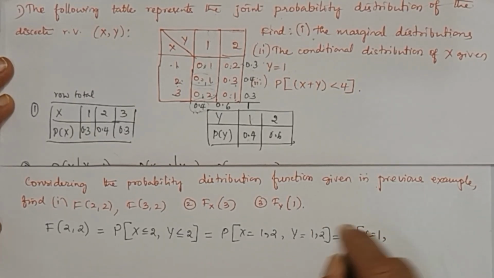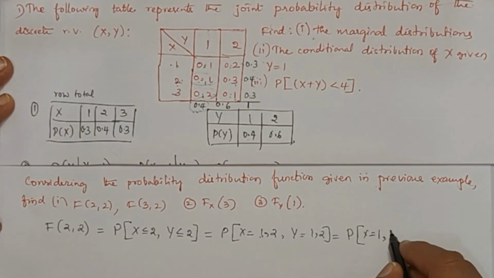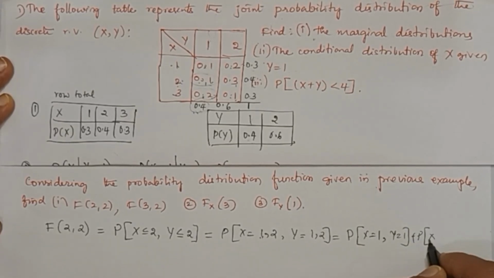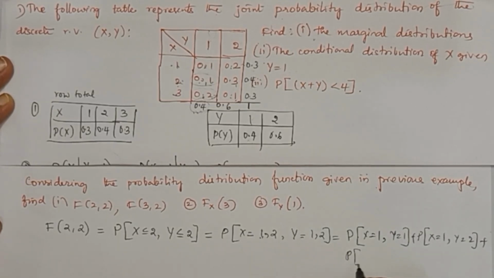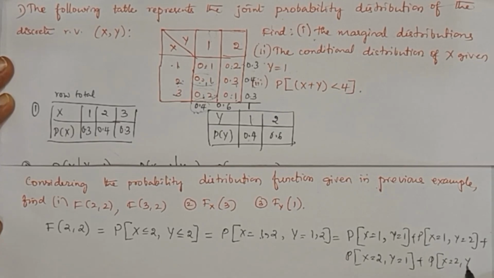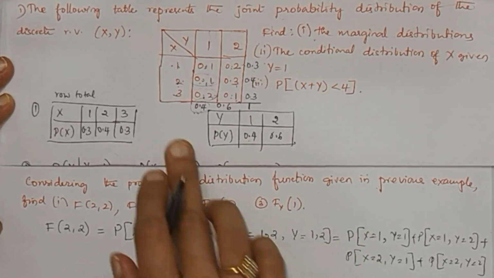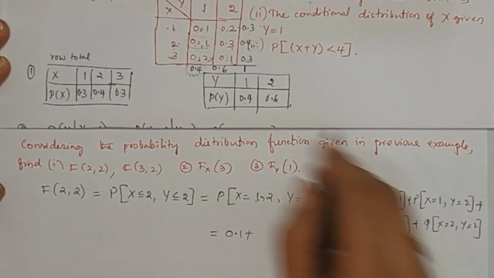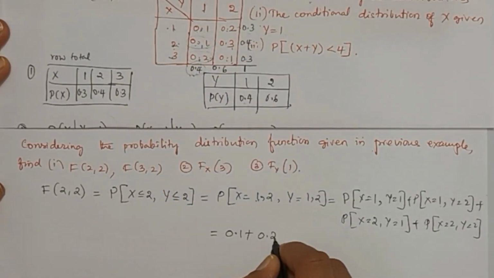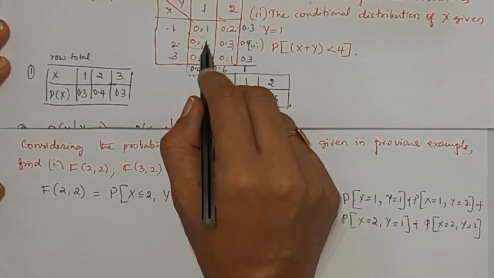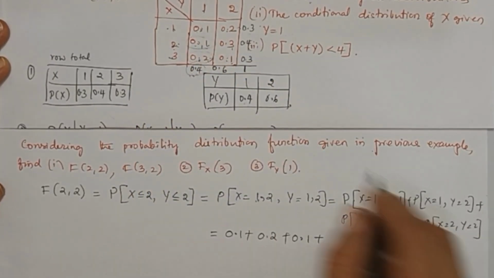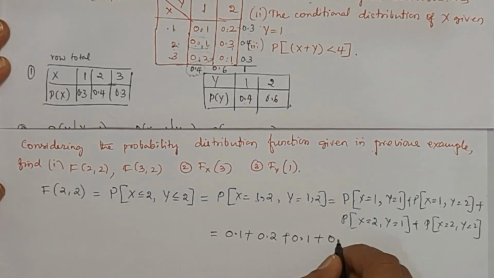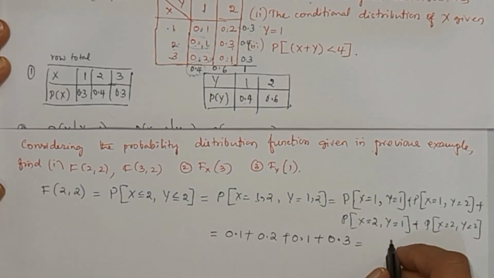You have to get it one by one. X equal to 1, fix x now. Y equal to 1, plus probability of x equal to 1, then y equal to 2, then change x now. X equal to 2, y equal to 1, plus x equal to 2, y equal to 2. You have to get the values from the table. 1, 1, that is 0.1, plus 1, 2, 0.2, plus 2, 1, x is 2, y is 1, 0.1, plus 2, 2, x is 2, y is 2, 0.3. So the sum of all these is 0.7.